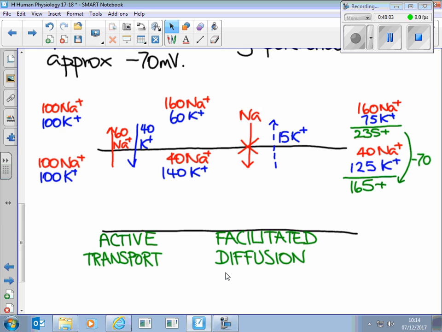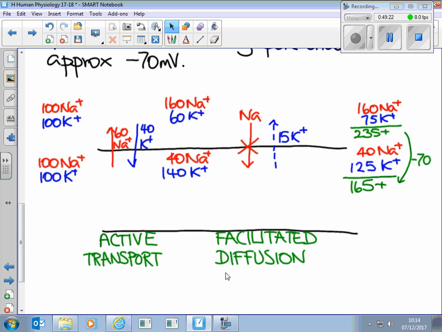Right, so our next job then is to have a look at what an action potential is, to consider how it actually moves along a neuron, and to look at a few of the factors that might affect how fast it moves. There are 3 factors that affect speed of nerve impulses.